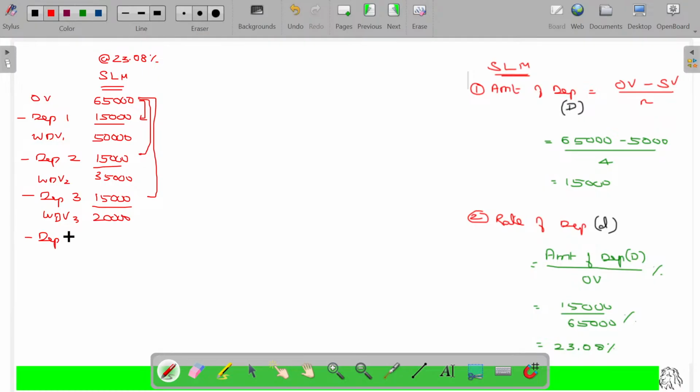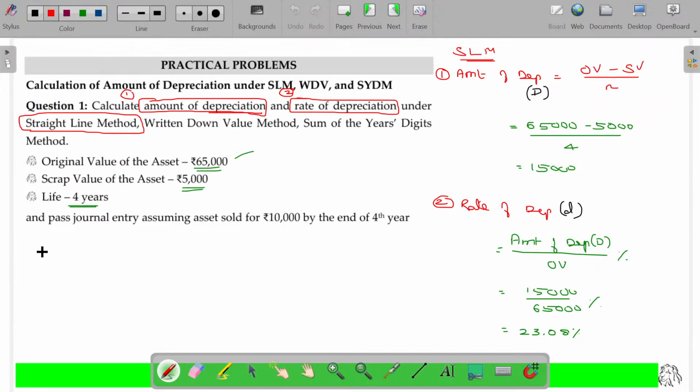So depreciation for the fourth year. Again, calculate the same 23.08 rate on the original value of 65,000. You will get the depreciation being the same 15,000. Hereafter, the WD value by the end of the fourth year is 5,000 rupees. It has no more further life. Now it becomes scrap, non-usable. As it becomes scrap, you have to discard it in the market. If you go and sell in the market, you find that the sale value is 10,000 by the end of the fourth year. This 5,000 rupees, what we expected, is nothing but the scrap value calculated or estimated.